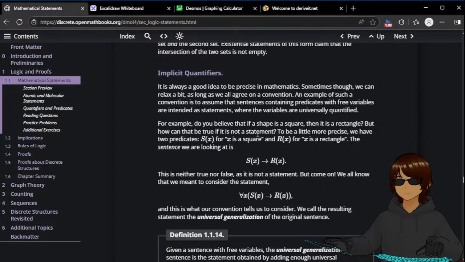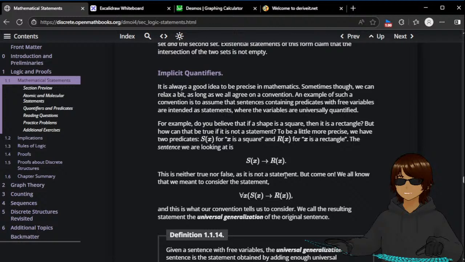To be a little more precise, we have two predicates: S(x) for x is a square, and R(x) for x is a rectangle. Then the sentence we are looking at is: if x is a square, then x is a rectangle. This is neither true nor false, as it is not a statement.